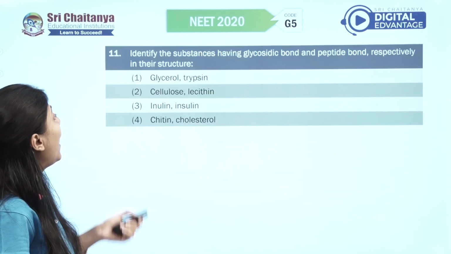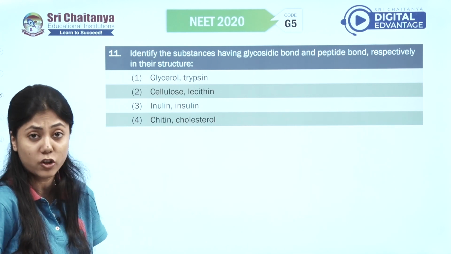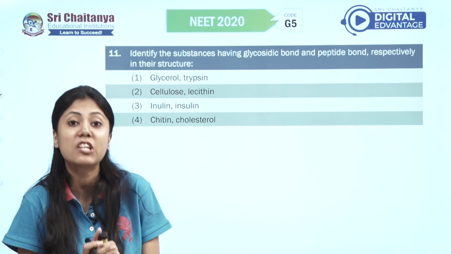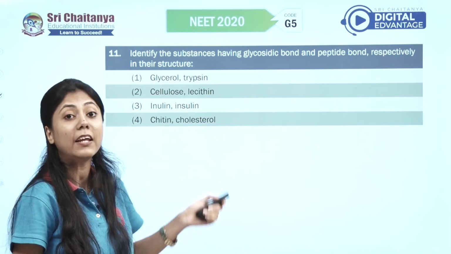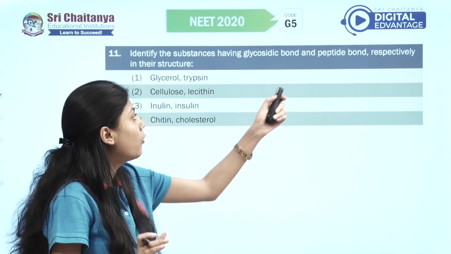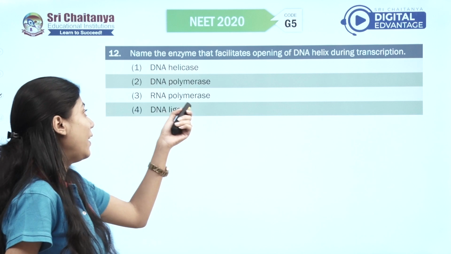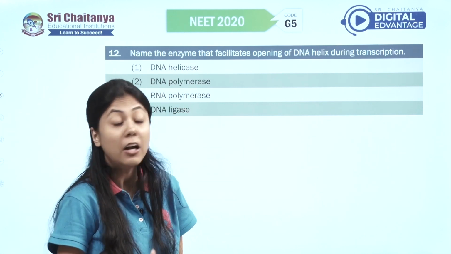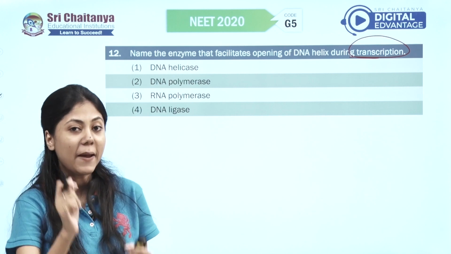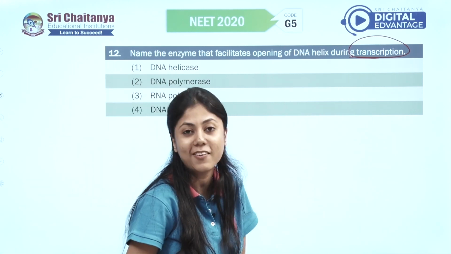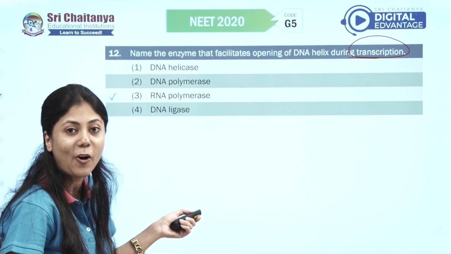Moving ahead. Now identify the substance having glycosidic bond and peptide bond respectively in their structure. The answer is, students, inulin and insulin. Inulin is a polymer of fructose and it has glycosidic bonds, and insulin is a peptide hormone and therefore has the peptide bond. Next, name the enzyme that facilitates opening of DNA helix during transcription. How many of you have marked it as DNA helicase? I'm pretty sure many of you might not have observed the word transcription here. As the word transcription is mentioned, the answer will be RNA polymerase.